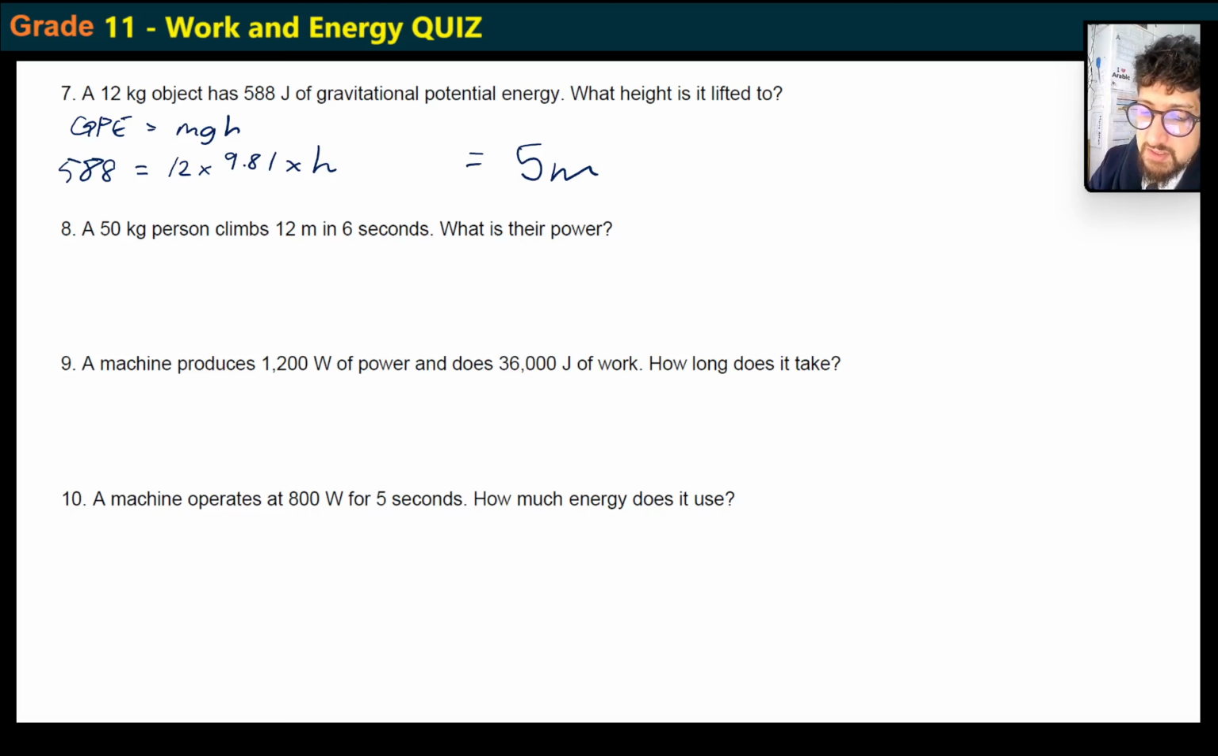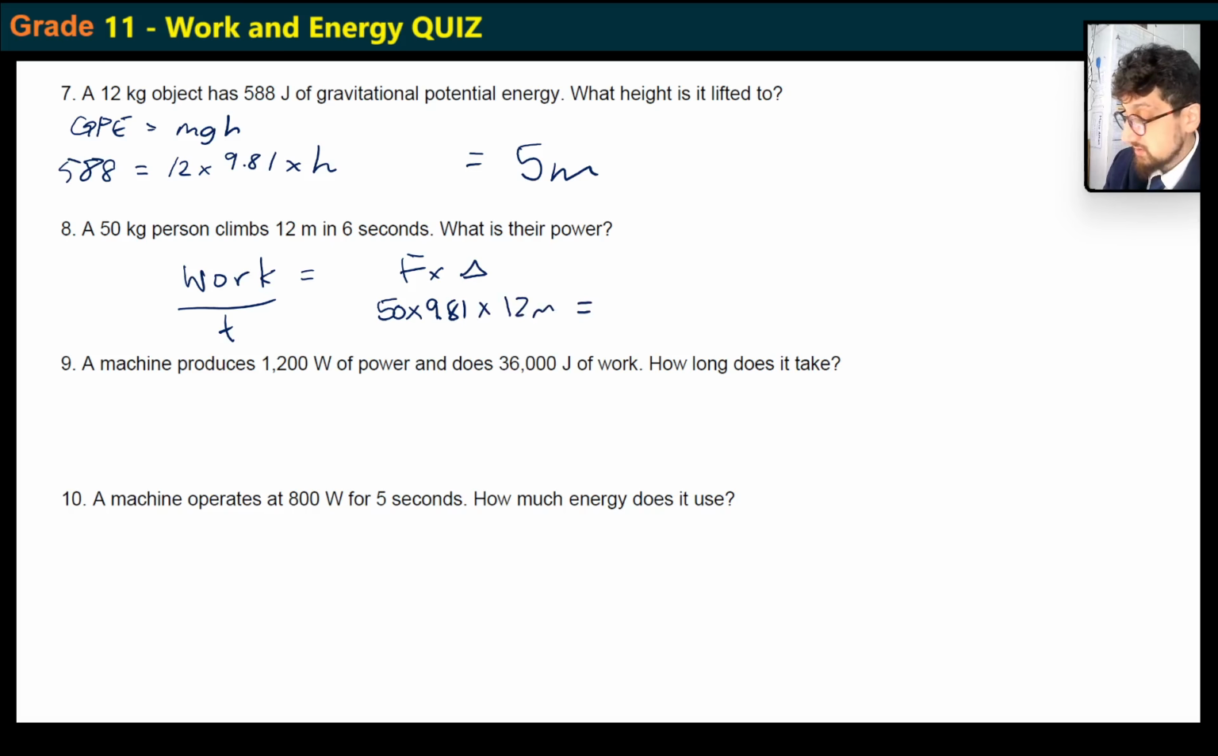A 50 kilogram person climbs 12 meters in 6 seconds. What is their power? So in order to find power, we have to find work, and we divide it by time, right? So work is equivalent to change of energy. So there's 2 ways of doing this. You can find the work, which is force times displacement, and in this case, the force is going to be the weight. So it's going to be 50 times 9.81 multiplied by 12 meters, and that's going to give you 5886 joules. You divide that by 6 seconds, and you get approximately 990 watts.